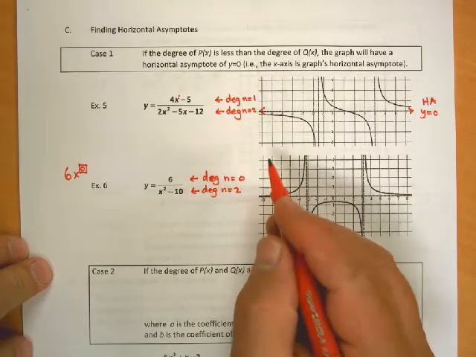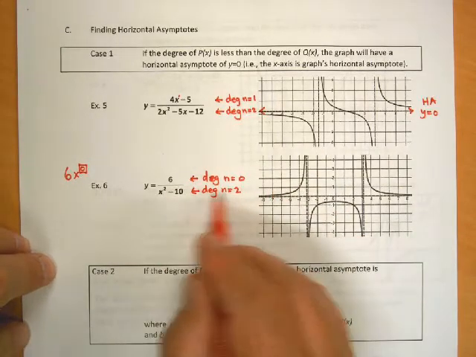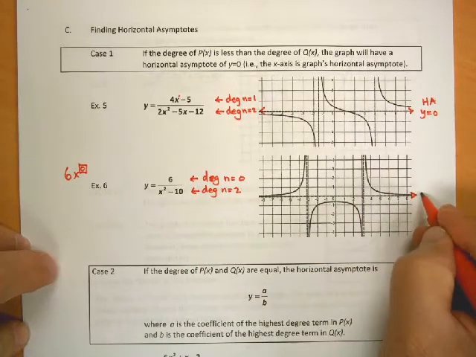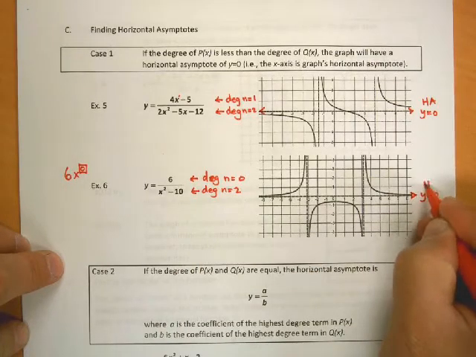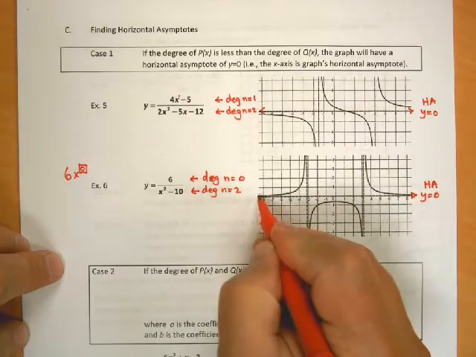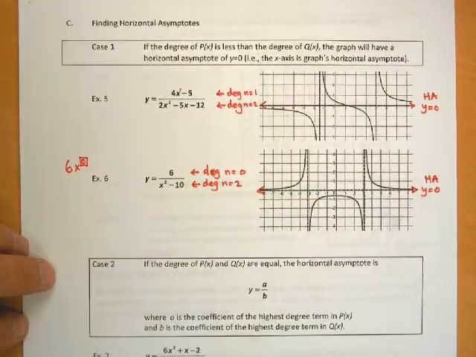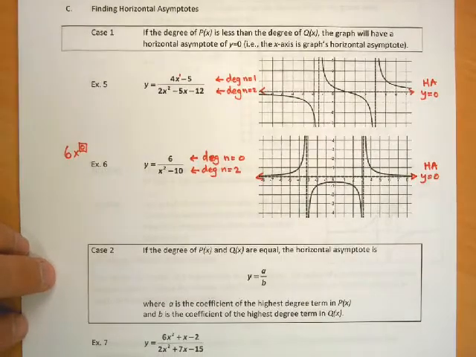So at this point we examine it and we say, well, there's a higher degree on the bottom. Okay, your horizontal asymptote is predictable. It's y equals 0. In other words, the graph will get closer to the x-axis as you go out on the extreme right and the extreme left.